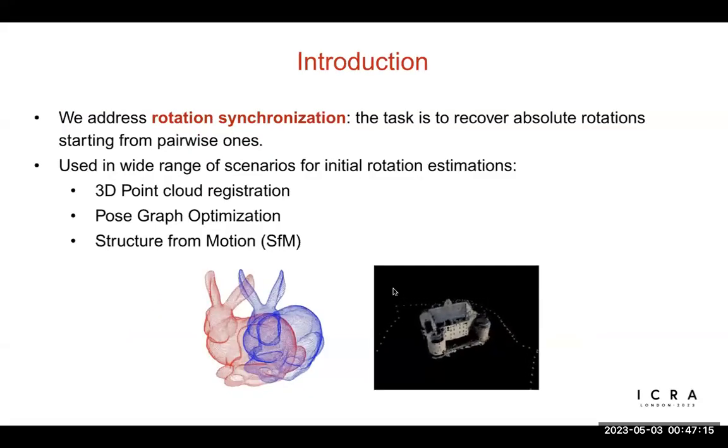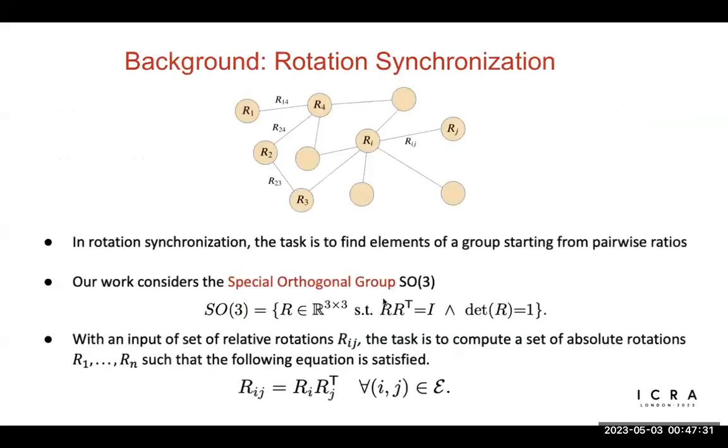In this paper, we address the rotation synchronization problem, where the task is to recover absolute rotations starting from the pairwise ones. Rotation synchronization has a wide range of applications in computer vision, with the most prominent ones being 3D point cloud registration, pose-graph optimization, and structure from motion.